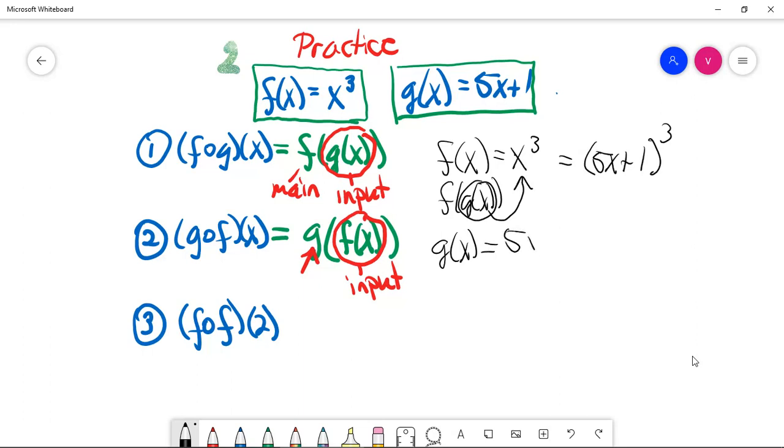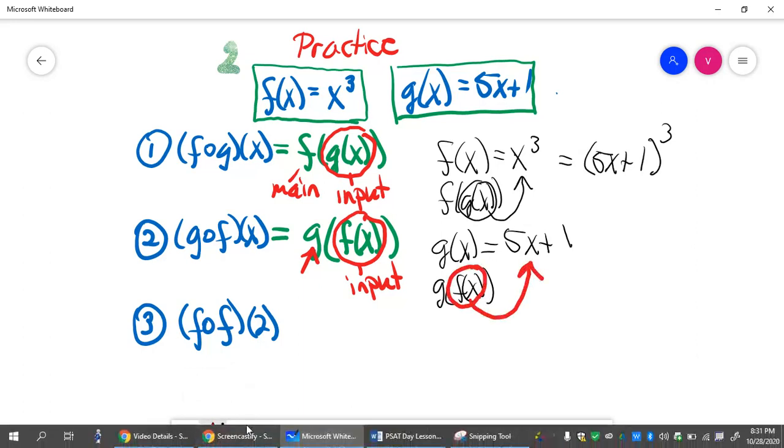G of x is equal to 5x plus 1. So g of f of x, you're going to input that f of x everywhere you have an x in the g over there.